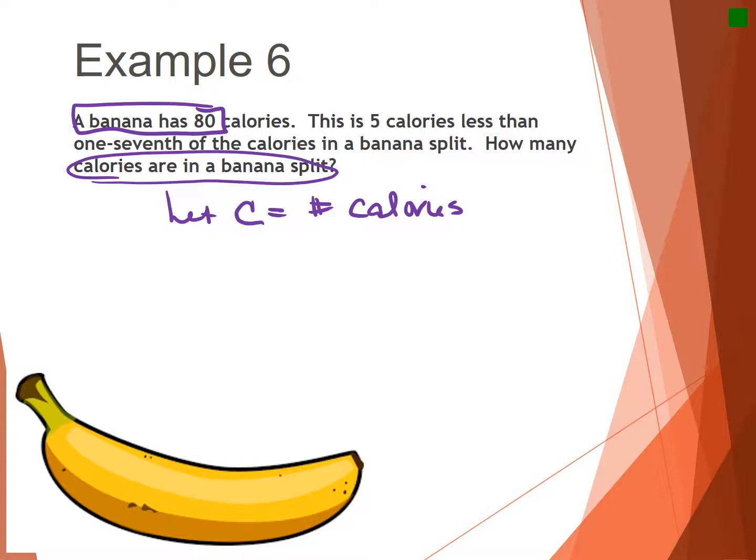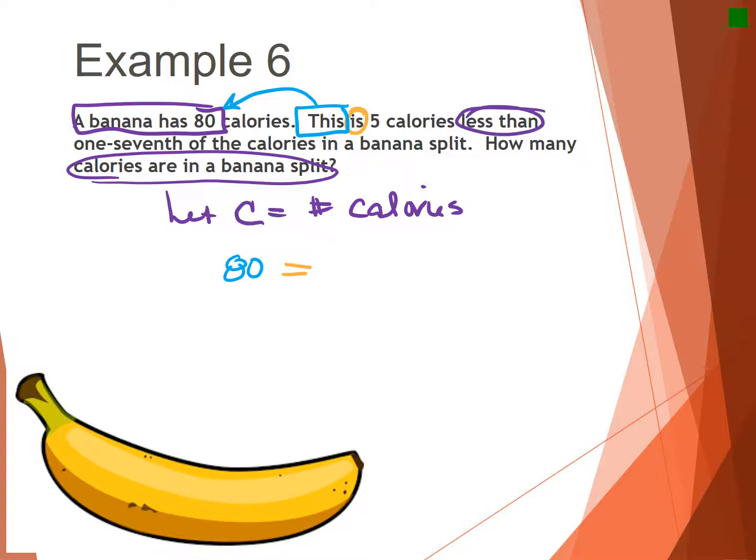Do you see the word is? So there's my equals. In front of the is the word this. What does this refer to? It refers to the banana's 80 calories. So this is my banana's 80 calories is, now let's look for our more than or less than.